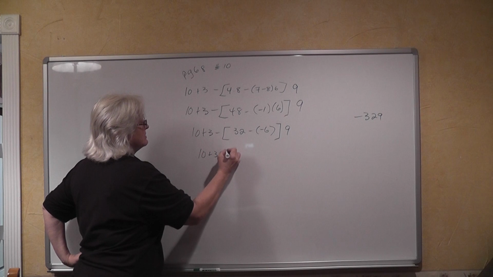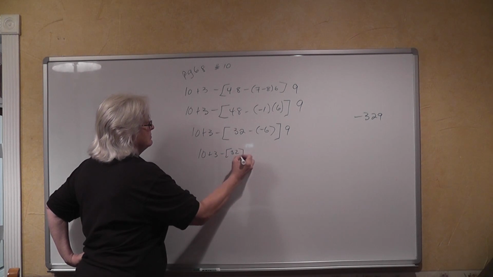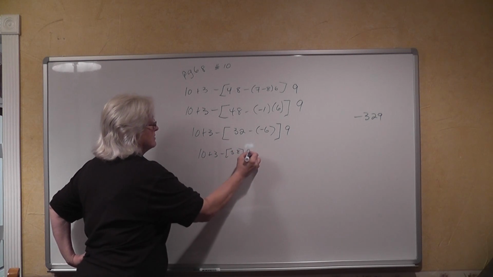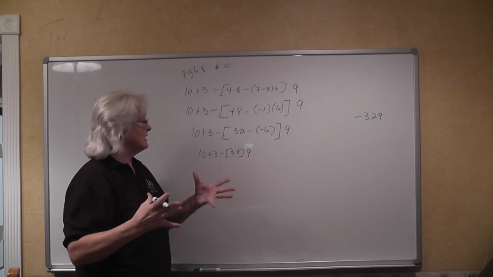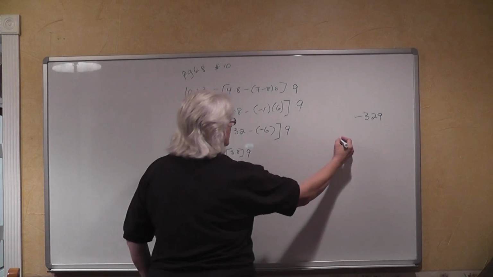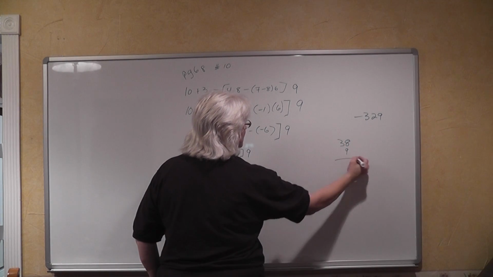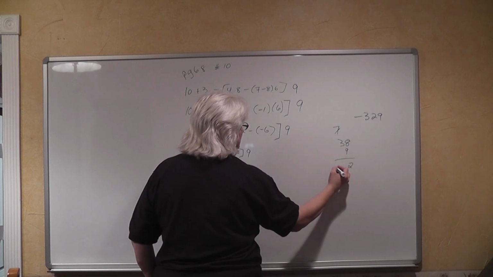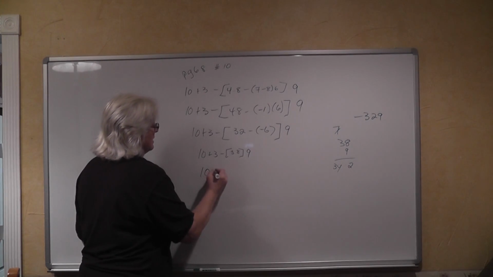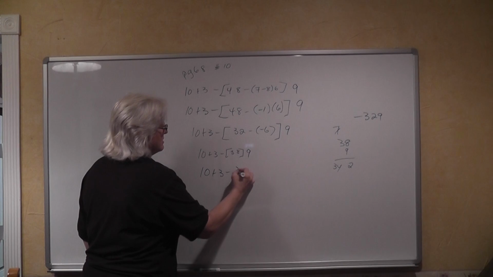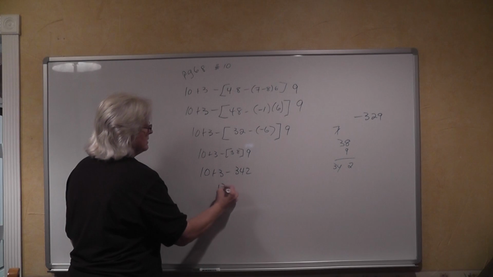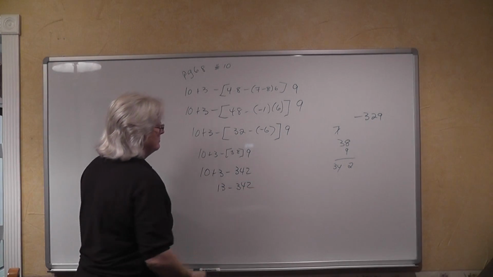10 plus 3 minus 32 plus 6, which is 38, times 9. What do we have now? Addition, subtraction, multiplication. We go ahead and do 38 times 9. 8 9s are 72, 7 27, 7 34. Hopefully 342. 10 plus 3 minus 342. 10 plus 3 is 13 minus 342.